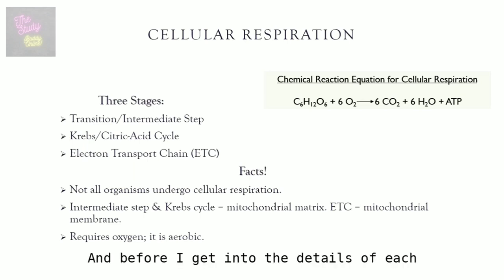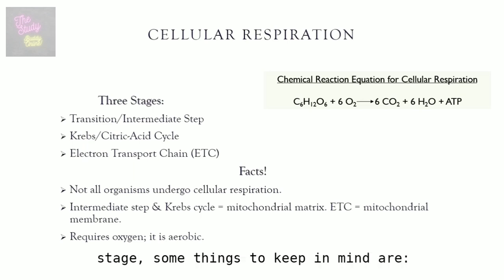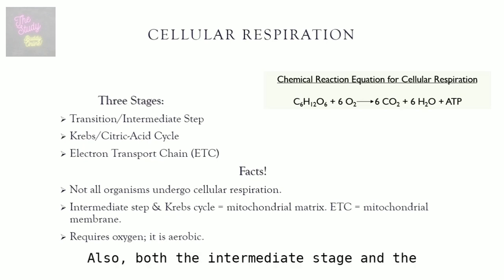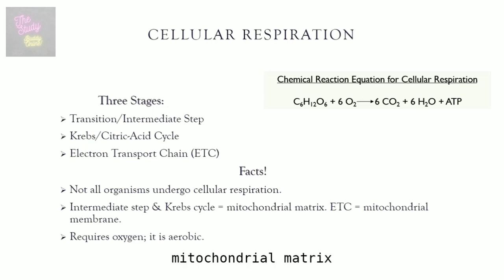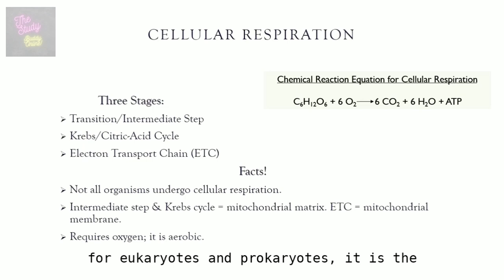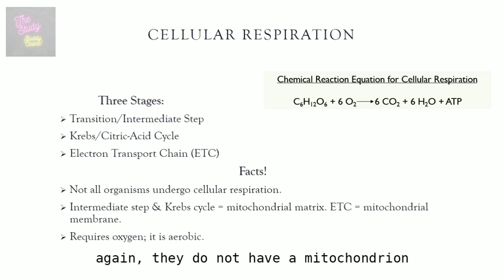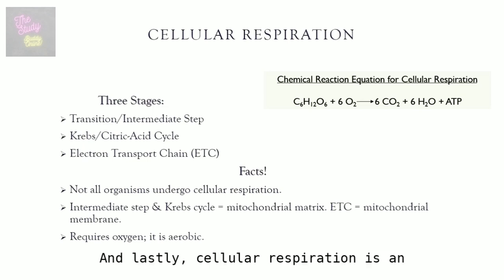And before I get into the details of each stage, some things to keep in mind are not all organisms can undergo cellular respiration. Also, both the intermediate stage and the Krebs cycle take place in the mitochondrial matrix for eukaryotes, and for prokaryotes, it is the cytosol or cytoplasm because they do not have mitochondria. The electron transport chain, on the other hand, occurs in the mitochondrial membrane for eukaryotes, and for prokaryotes, it is the cytoplasmic membrane because, again, they do not have a mitochondrion. And lastly, cellular respiration is an aerobic process, meaning it requires oxygen for it to happen.